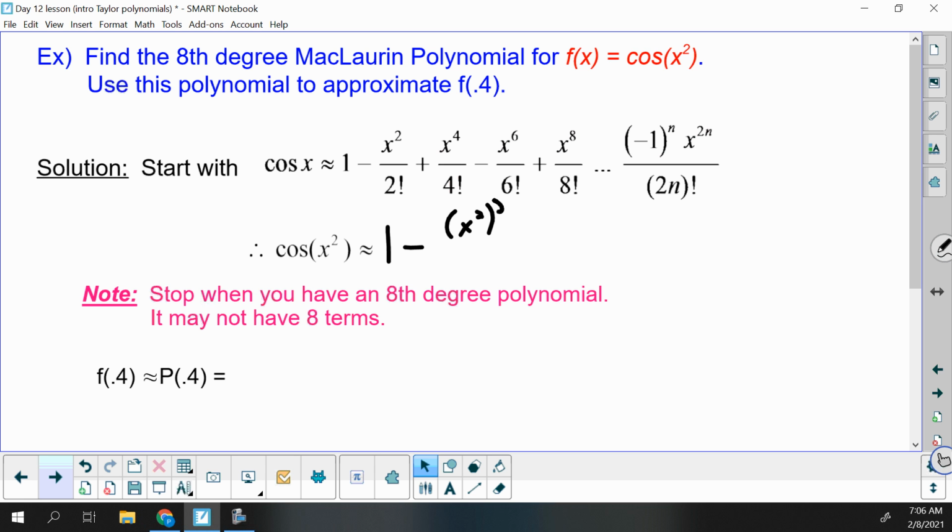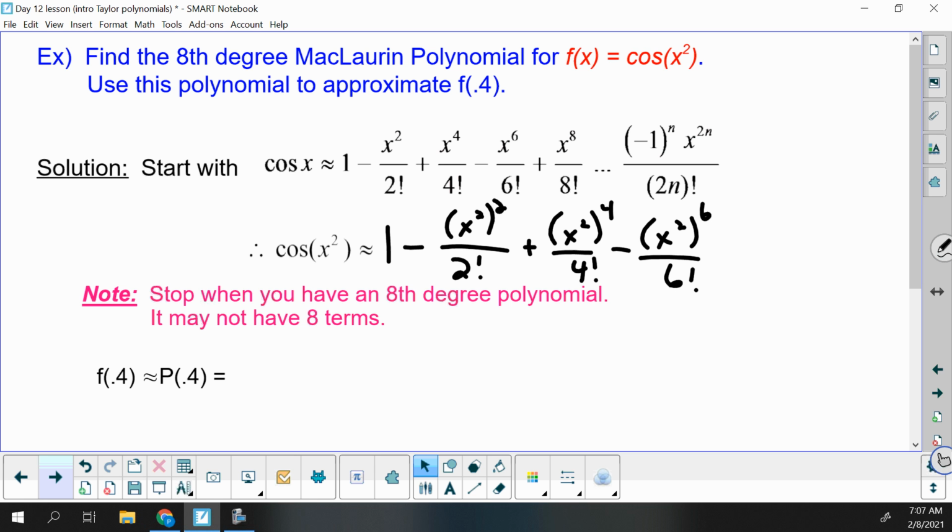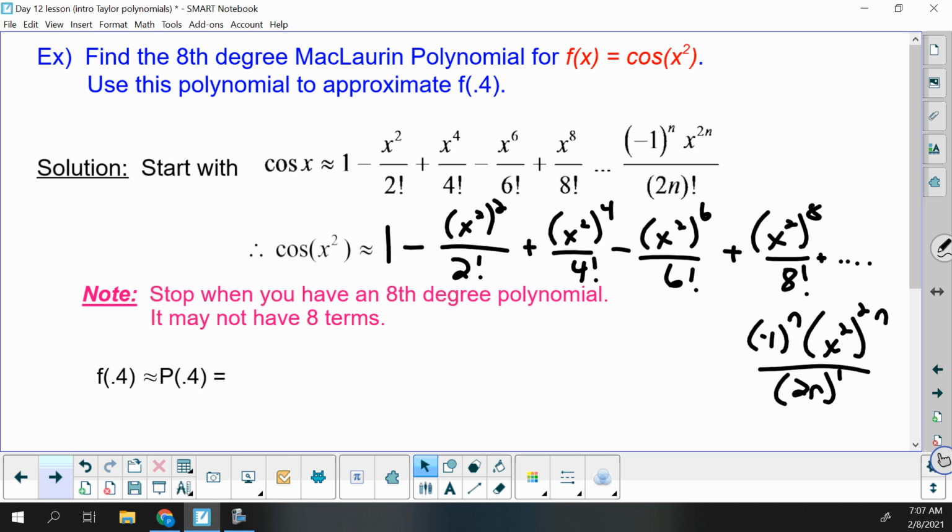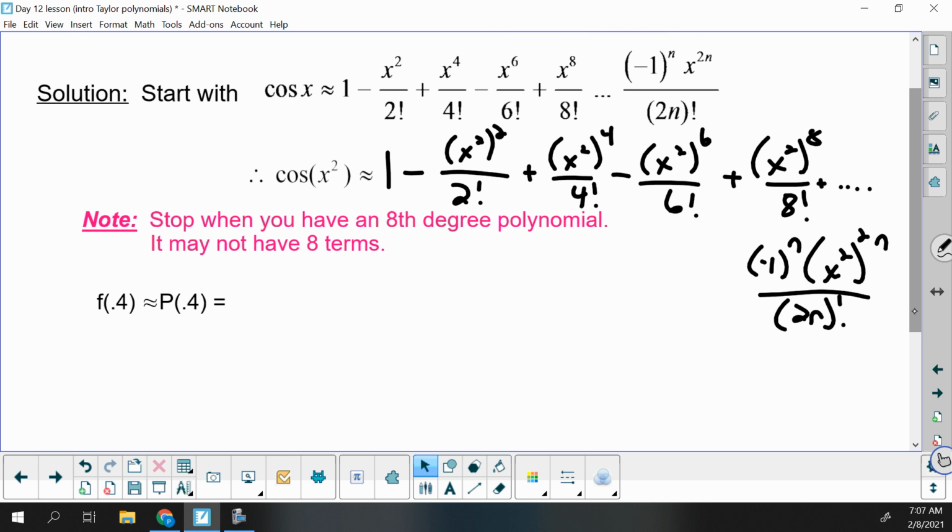an x squared. So that becomes x squared squared over 2 factorial, plus x squared to the 4th over 4 factorial, minus x squared to the 6th over 6 factorial, plus x squared to the 8th over 8 factorial, plus dot dot dot. And then I'm going to write this as negative 1 to the n, we'll have x squared to the 2n over 2n factorial. So I'm going to just keep writing this down here for a second.